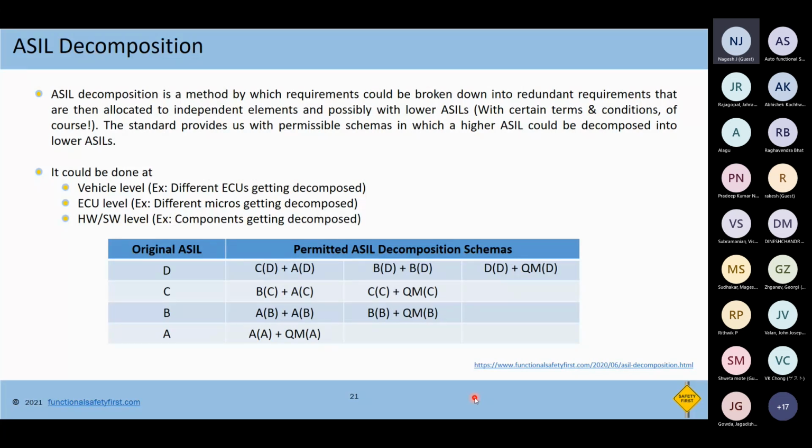And then finally, you could also do it at the hardware or the software level. If you look at the CAN stack and the E2E alive counter or checksum, that again is a decomposition done at the software level. So the ASIL decomposition, just to reiterate, is a method by which you could simplify the requirements that you are allocating to your components.